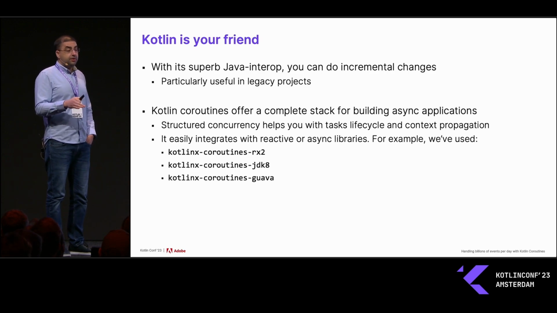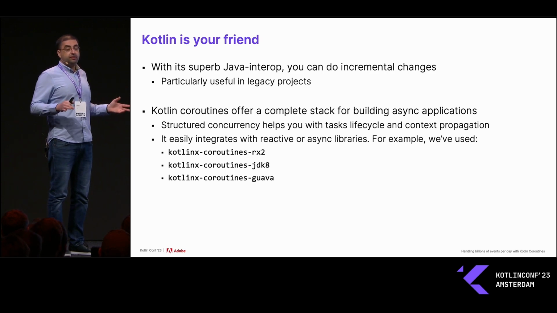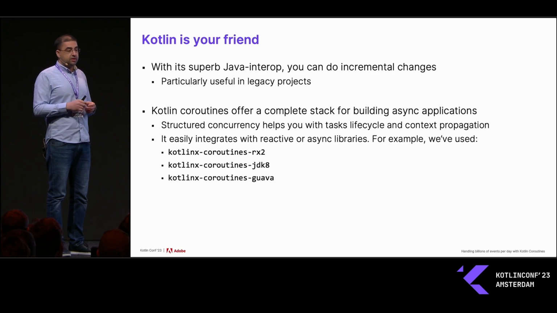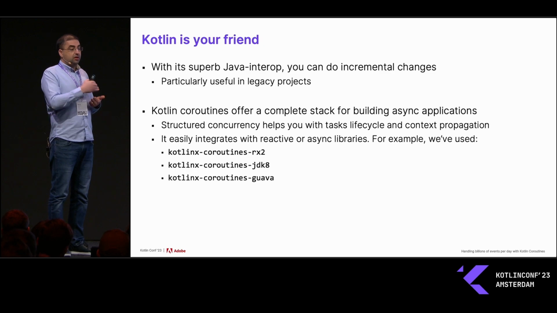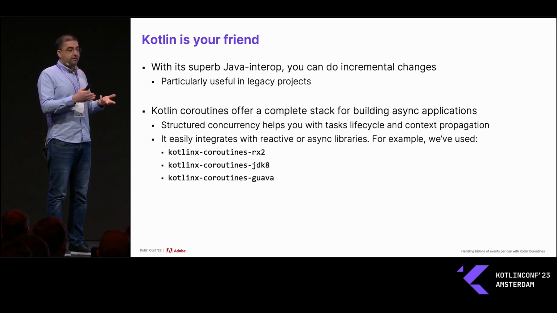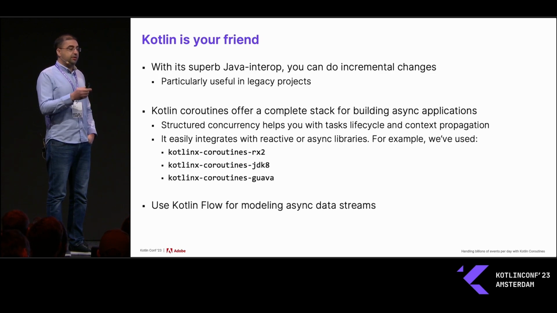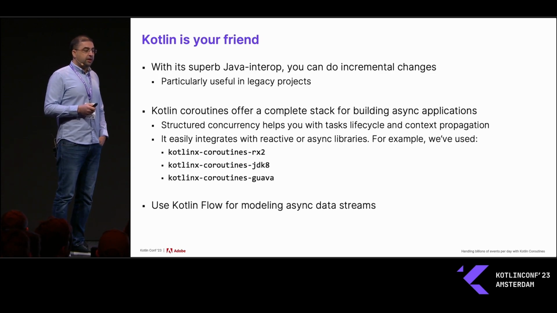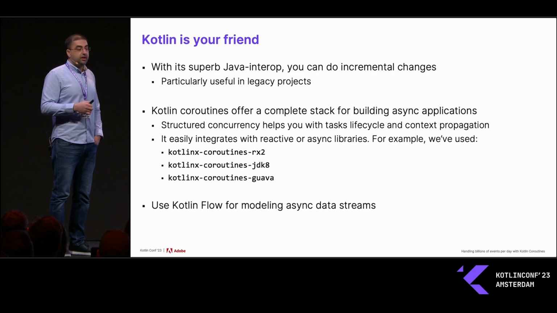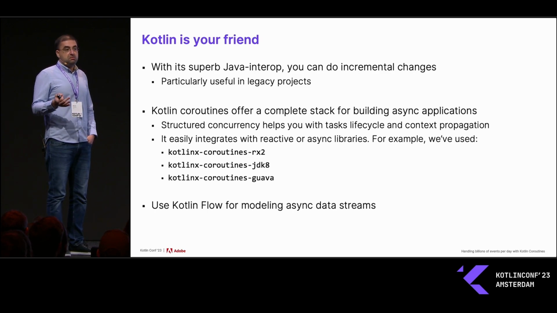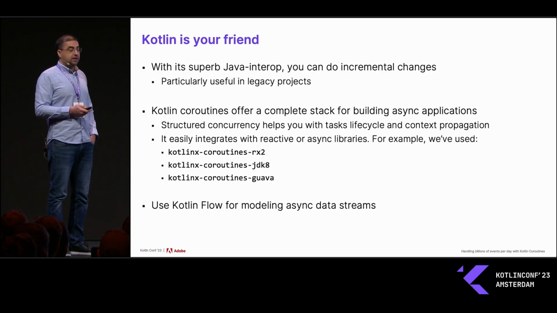And another key point is that it really easily integrates with a lot of asynchronous libraries, anything you may have in your stack. For example, we've used the Coroutines Reactive, Coroutines Java, and Coroutines Guava integration libraries to bind in our existing code. And last but not least, use Kotlin Flow for modeling asynchronous data streams. Just like it did in our case, you may get better results than you would with the alternatives, and you have a really cleaner API with it.